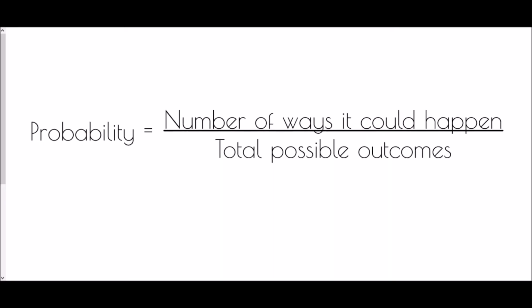Now what we've just looked at is some of the language of probability, but what we want to move on to is actual numerical values of probability. We had a scale of 0 to 1. We want to try to use numbers wherever we can to actually describe a probability exactly. So probability is given by the number of ways it could happen divided by the total possible outcomes. Now this may seem a little bit strange until I give you some examples.